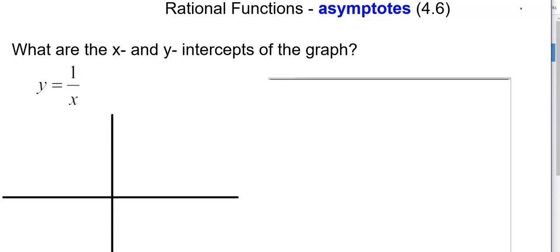Okay, we're going to learn about asymptotes today. This is a good lesson. What are the x and y intercepts of the graph? So let's just find the x and y intercepts for this one first.